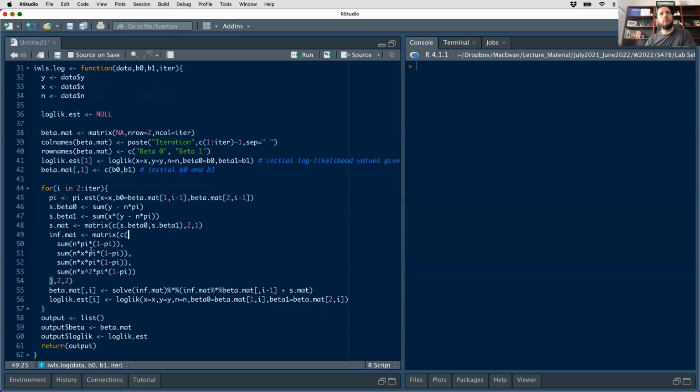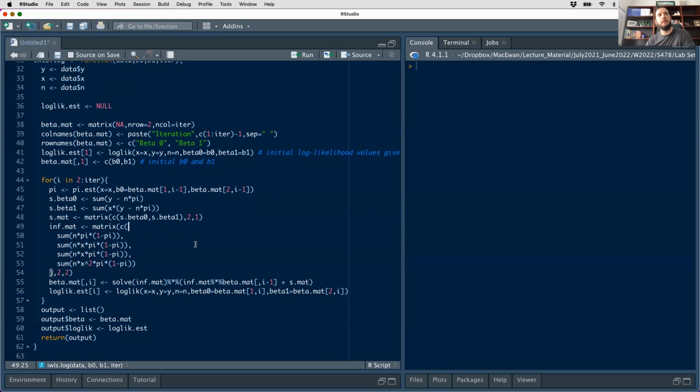And then I am going to compute the values of my information matrix, which is shown here. In this case, I'm directly writing them into the matrix. All 4 of these components here, again, we derived in lecture yesterday.